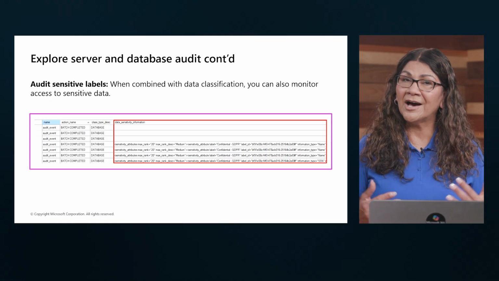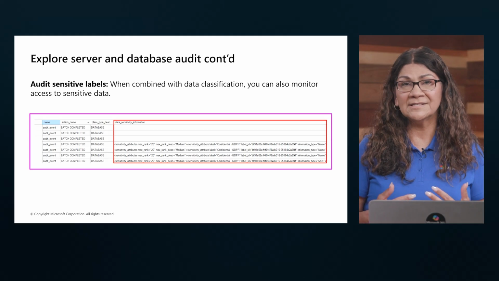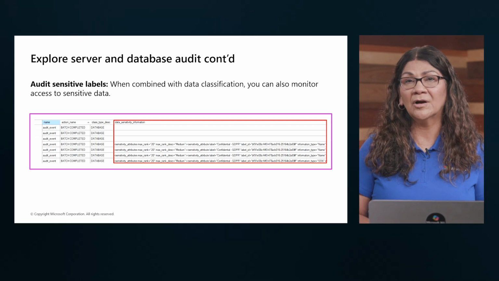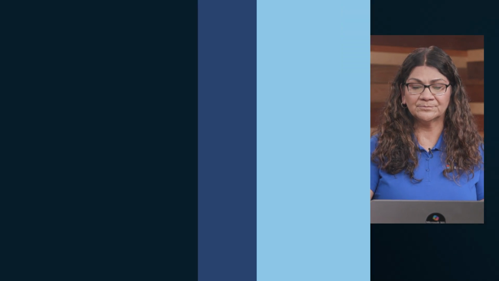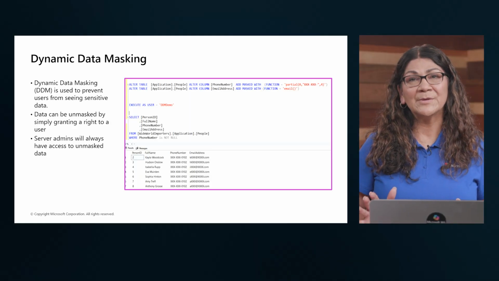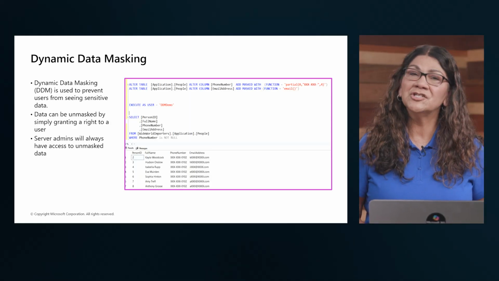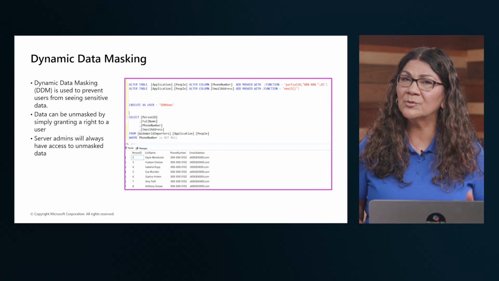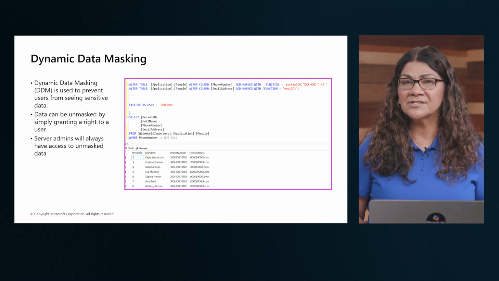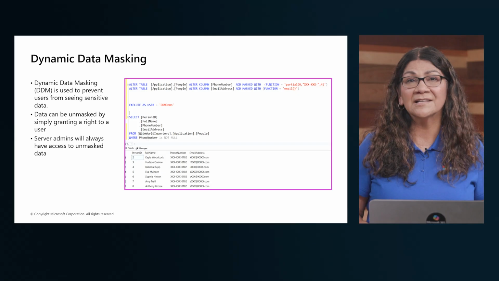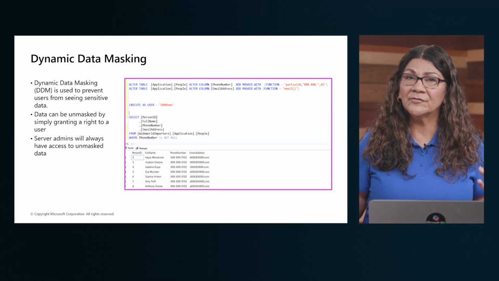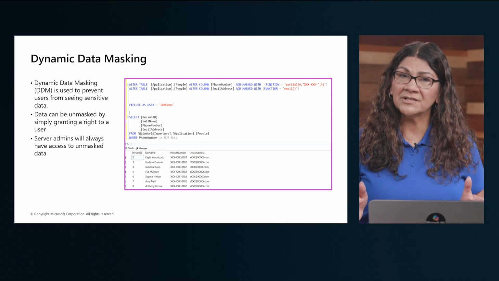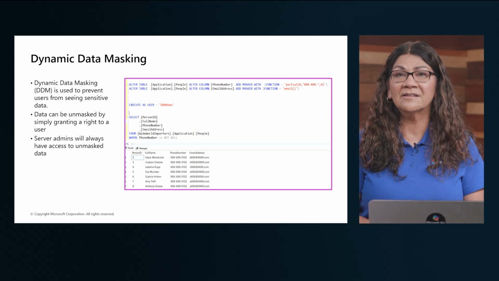So by combining auditing with sensitivity metadata, organizations can gain a comprehensive and actionable view of data across their SQL environments. SQL Server uses dynamic data masking, or DDM, to protect sensitive data by obscuring it from unauthorized users at query time. DDM allows administrators to define masking rules on specific columns, such as maybe the phone number, email address, and more, so that users without appropriate permissions see masked values instead of the actual data.